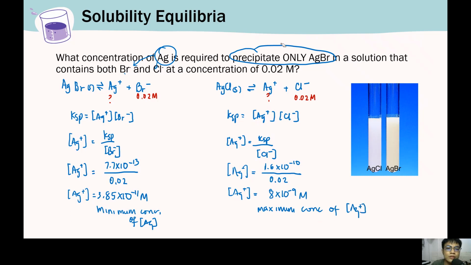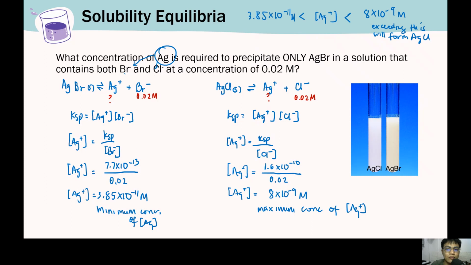So ibig sabihin, if you want to precipitate only the AgBr, you have to add silver concentration that is within the range of 3.85 times 10 raised to negative 11, okay, but will not exceed 8 times 10 raised to negative 9. So ito yung mga allowed values for the precipitation of the silver. If you exceed this, silver chloride will form. Okay? Exceeding this will form AgCl, which we don't like.